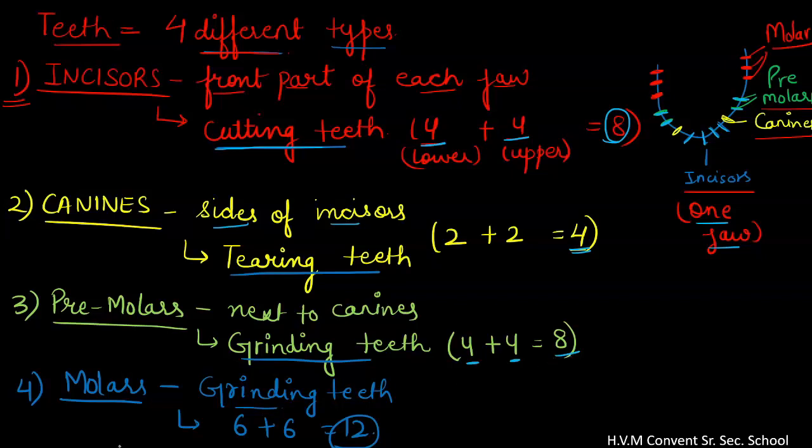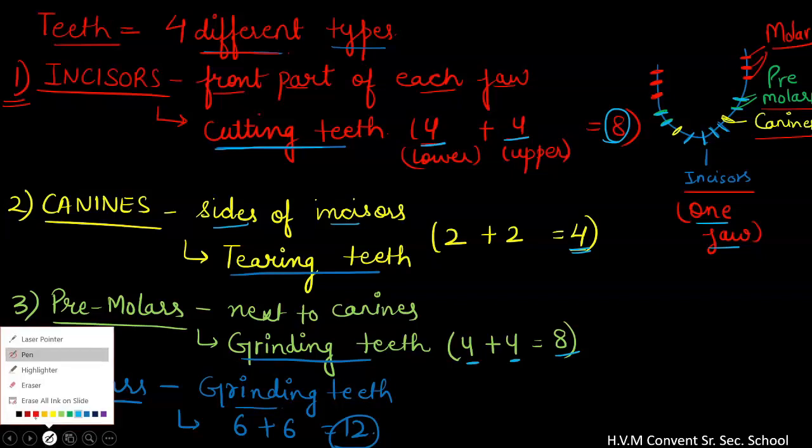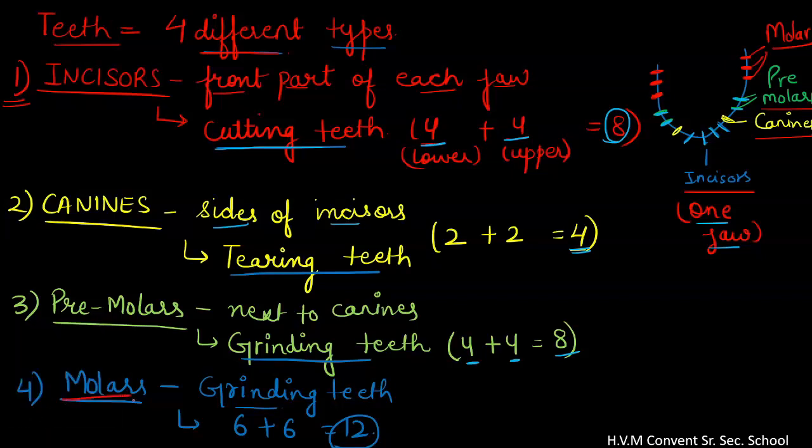Followed by premolars, the last type of teeth are the molars. Molars are also called grinding teeth. We have 1, 2, 3 here and 1, 2, 3 here, so a total of 6 molars in one jaw. So 6 molars in the lower jaw plus 6 molars in the upper jaw give us a total of 12 molars.